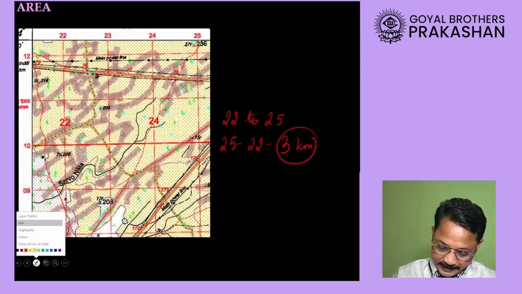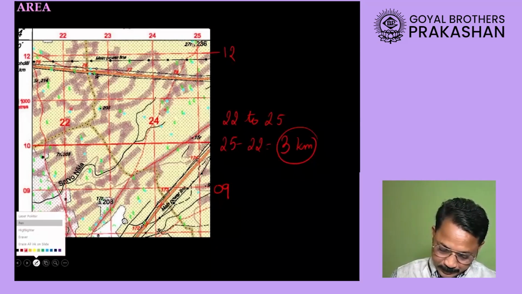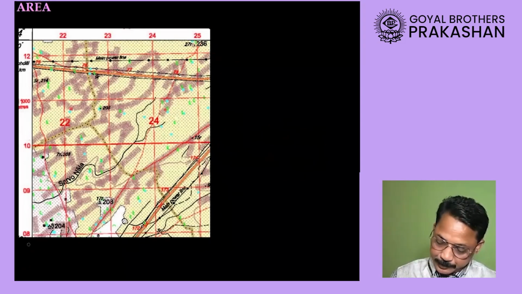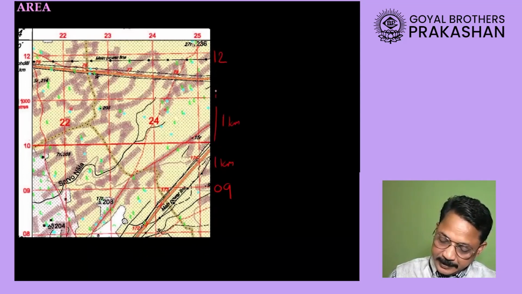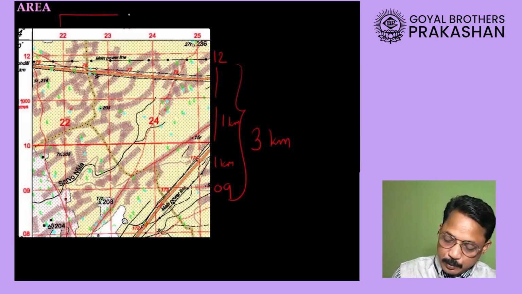Similarly, this number here is 09, dear students, and this number here is 12. I am talking about now the number of northings. Okay, this is 9, this one is 12. So 9 to 10, it will be 1 kilometer. 10 to 11 also 1 kilometer, and 11 to 12 will be also 1 kilometer. So this distance total is 3 kilometer. And from 22 to 25, this distance is also 3 kilometer.